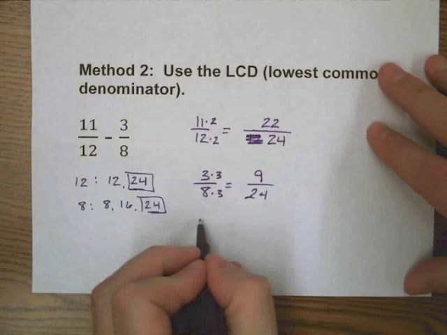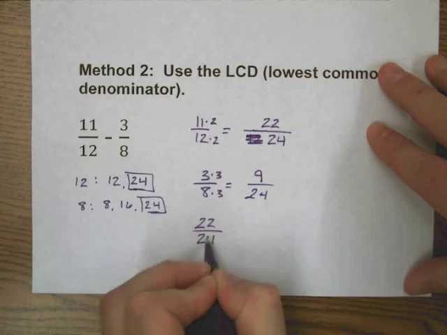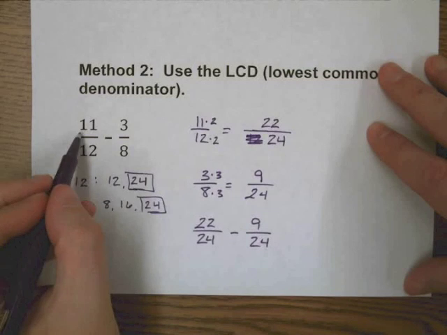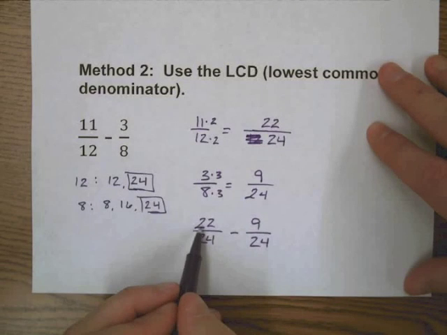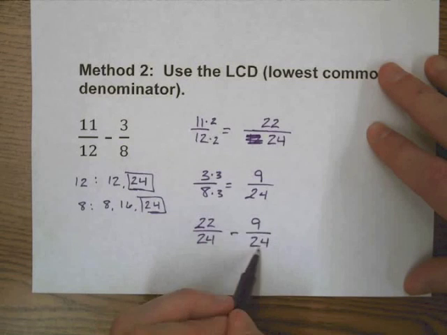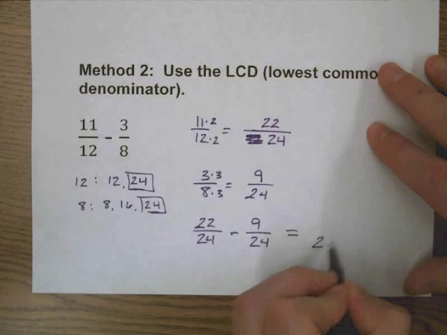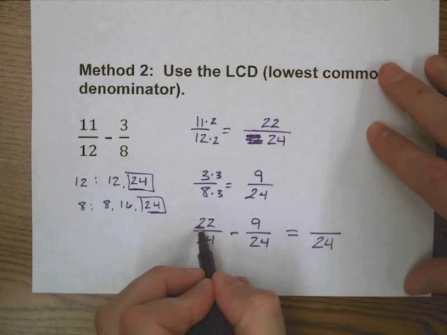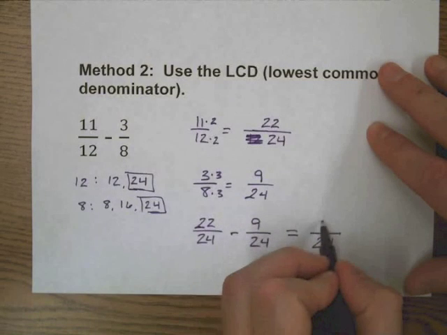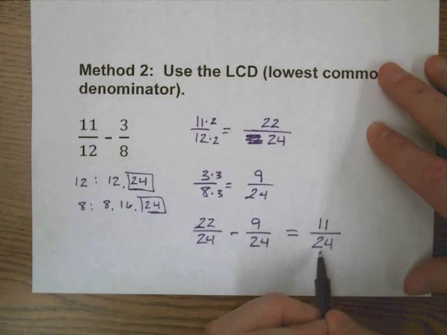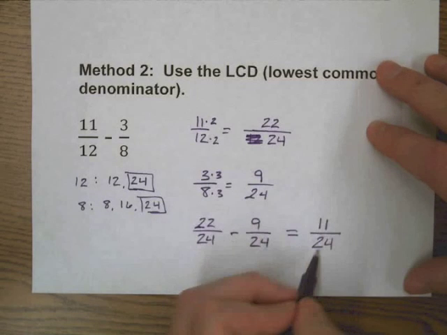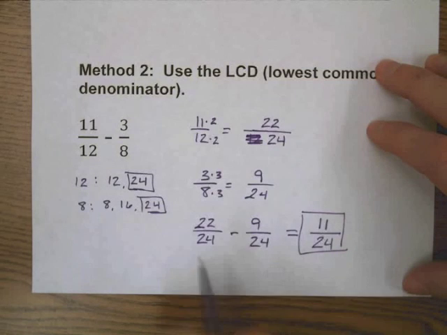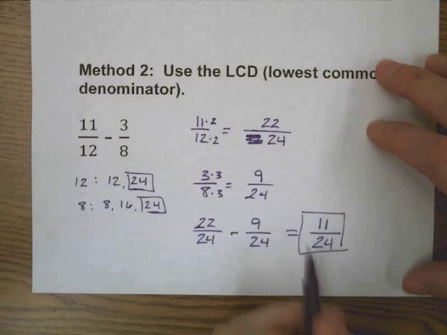So I'm going to rewrite my problem. Now I have 22 24ths minus 9 24ths. So 11/12 minus 3/8 is equivalent to 22 24ths minus 9 24ths. Now that I have the same denominators, I have a common denominator. 22 minus 9 is 13, so I have 13 24ths. And that is already in most simplified form. So I can say my answer to this problem is 13 24ths.